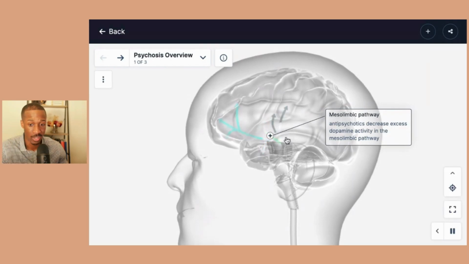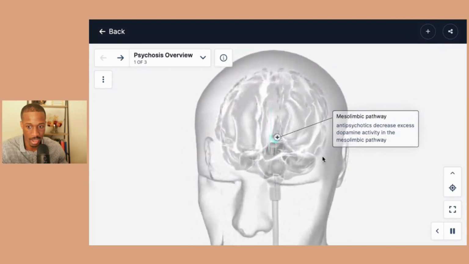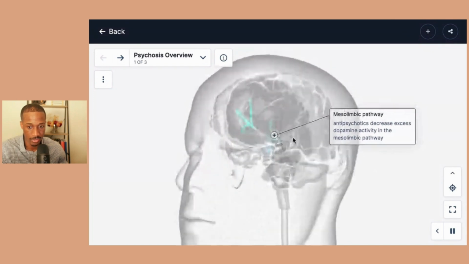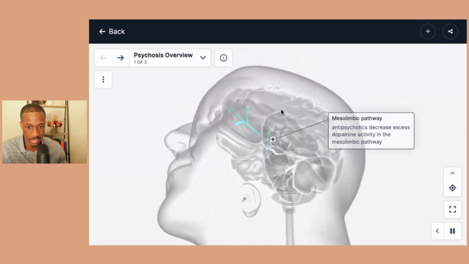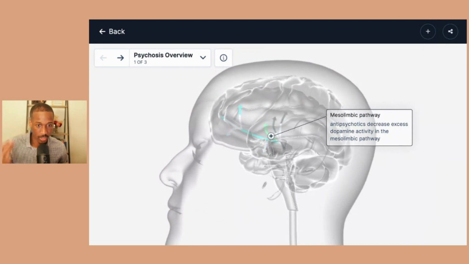So let me give you another look at the mesolimbic pathway, and you can see it from different angles in terms of what's happening. As you can imagine, this is a really important system of the body, always associated with psychosis, with an excessive amount of dopamine in the brain. And what these antipsychotics are doing is trying to reduce that level of dopamine within the brain.